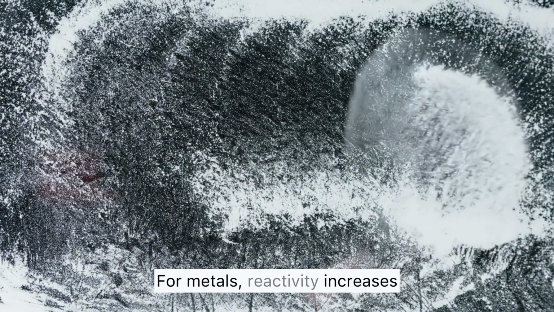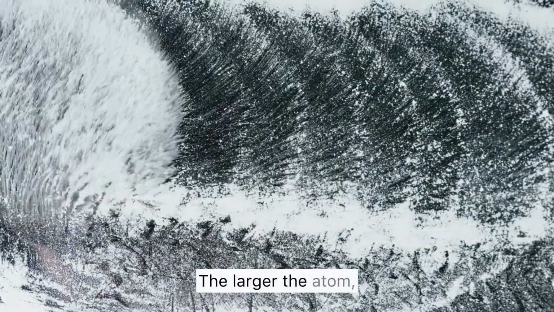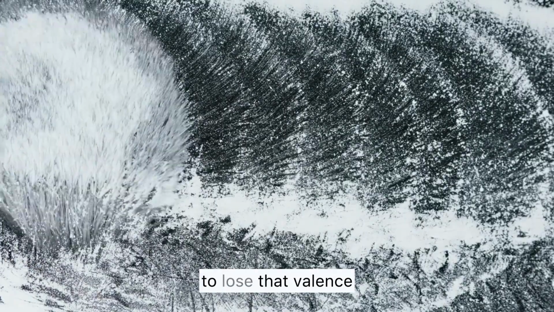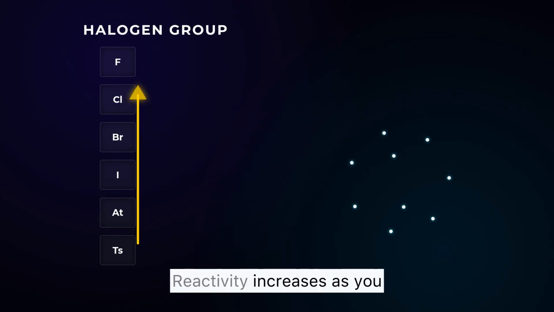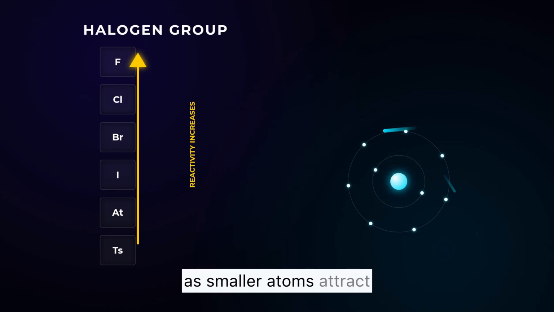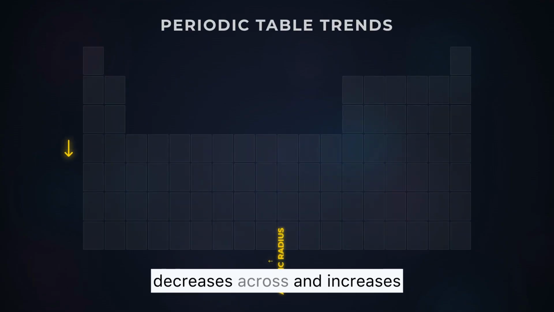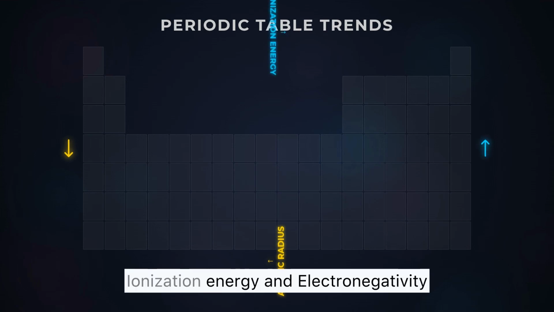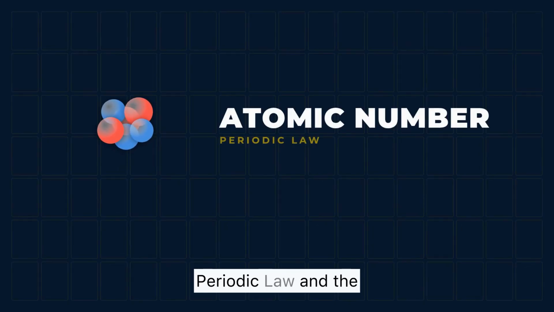For metals, reactivity increases as you move down a group. The larger the atom, the easier it is to lose that valence electron. For nonmetals, it's the opposite. Reactivity increases as you move up a group, as smaller atoms attract electrons more effectively. To recap, atomic radius decreases across and increases down. Ionization energy and electronegativity do the exact opposite. All of this behavior is governed by the periodic law and the number of protons in each element's nucleus.